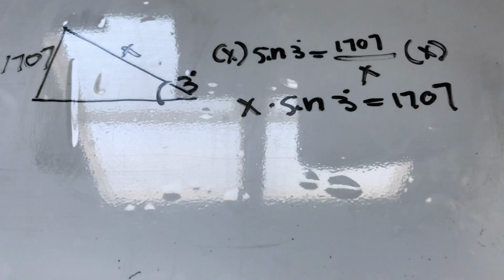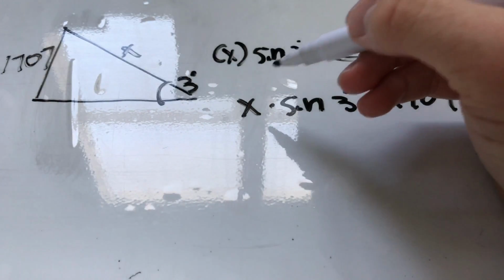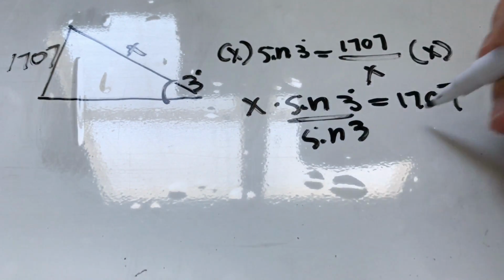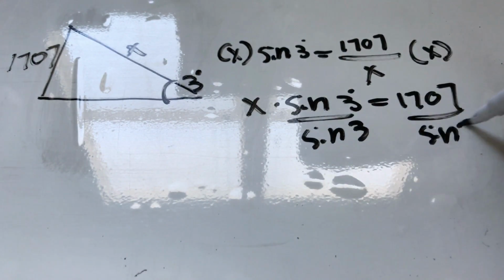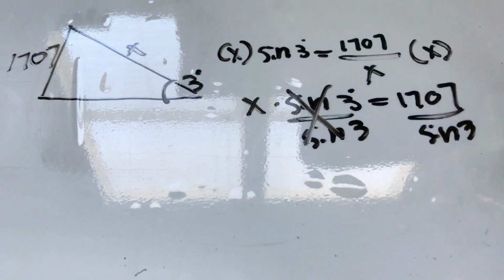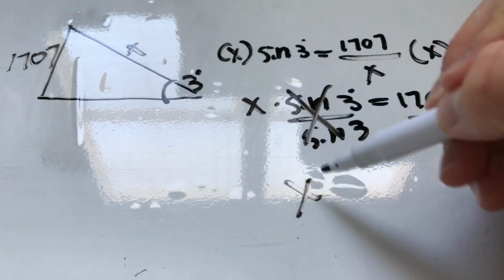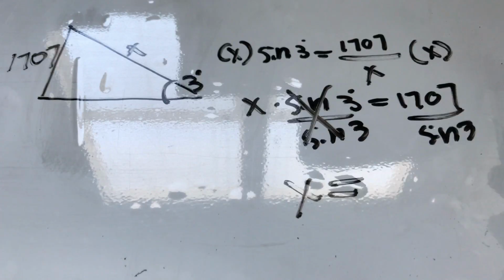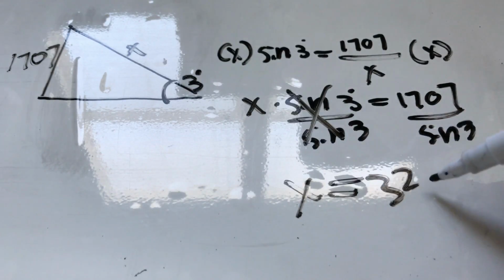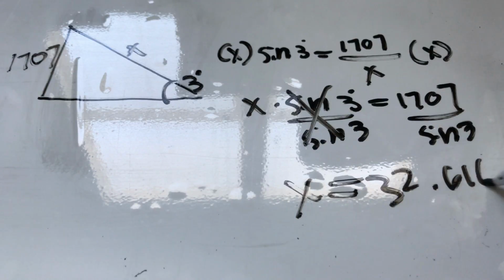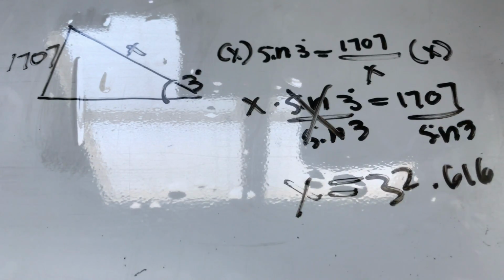And now we have to divide by sin 3 degrees. And when we do this, we cross this out. It destroys itself. And we are left with x times nothing, so x is equal to 32.616. And that is the length of the hypotenuse.